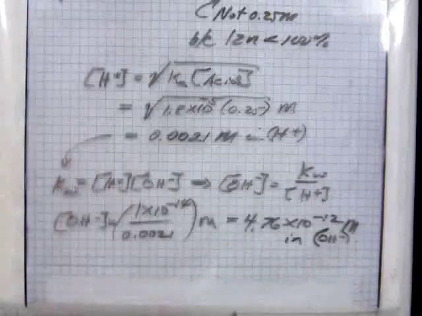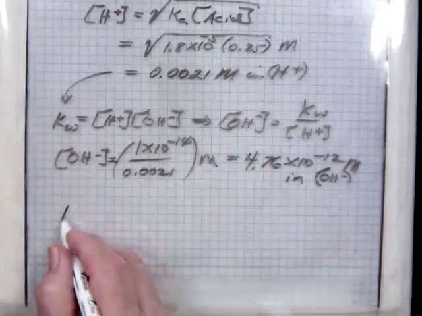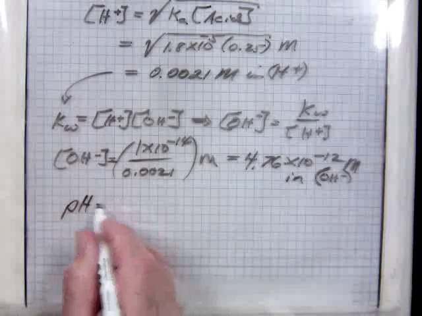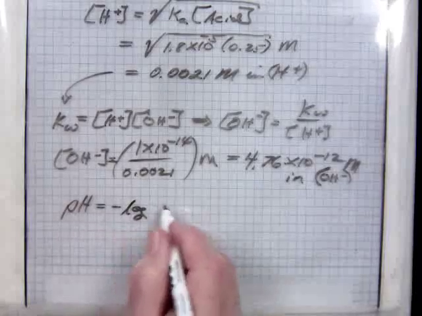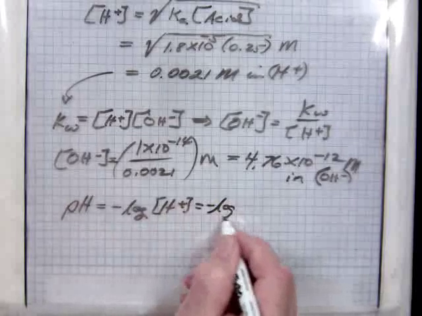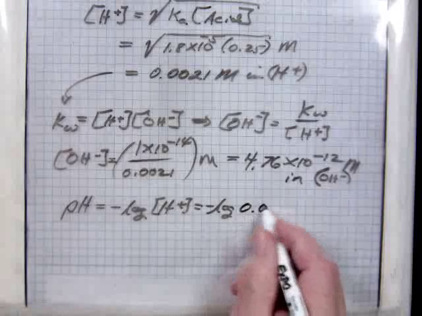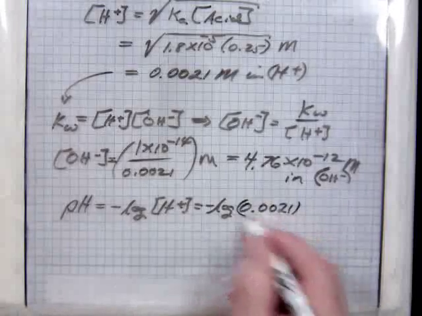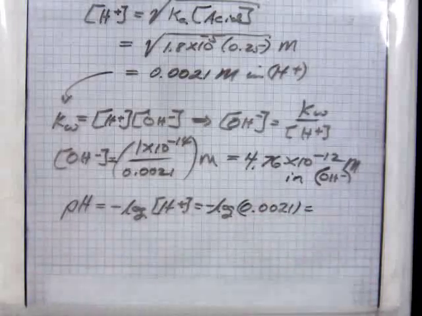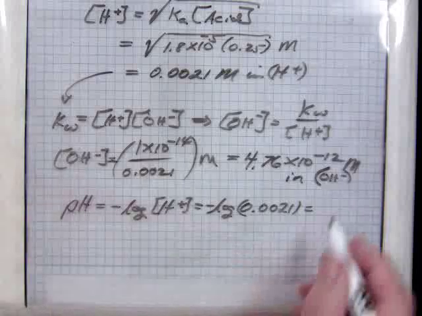So given the hydronium ion and the hydroxide, we can simply get pH to equal minus log of the hydronium ion, minus log of 0.0021, and I get 2.7. That's good enough.